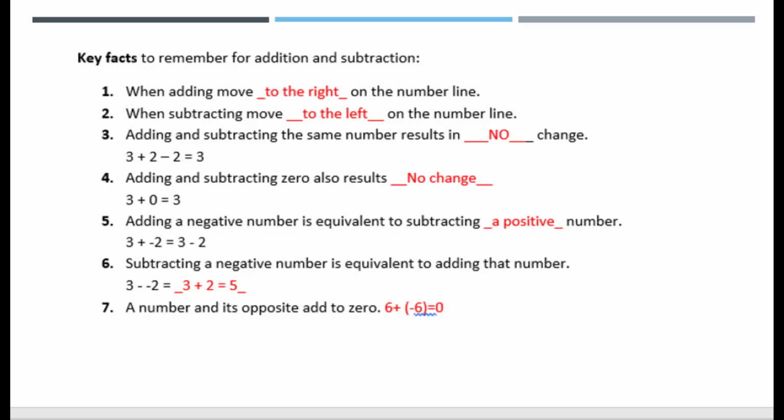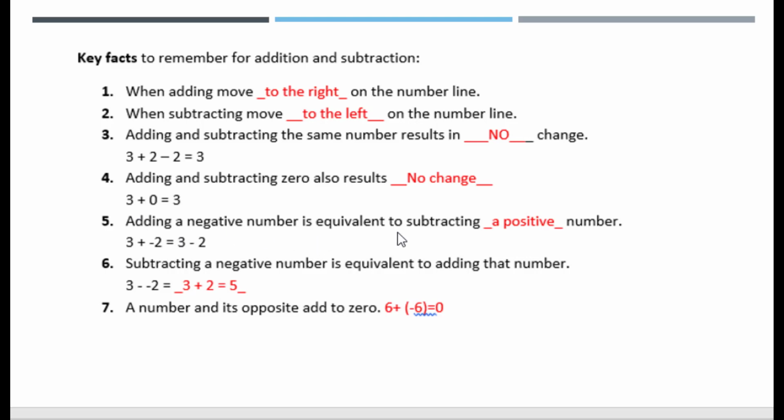So here are just some key facts that I'm sure you already know, but just to refresh your mind about these key facts, you might want to pay particular attention to them, because we're going to use these ideas a lot. We kind of already know them, right? Adding and subtracting the same number, like here, 3 plus 2 minus 2, results in no change. Adding 0 to a number results in no change.